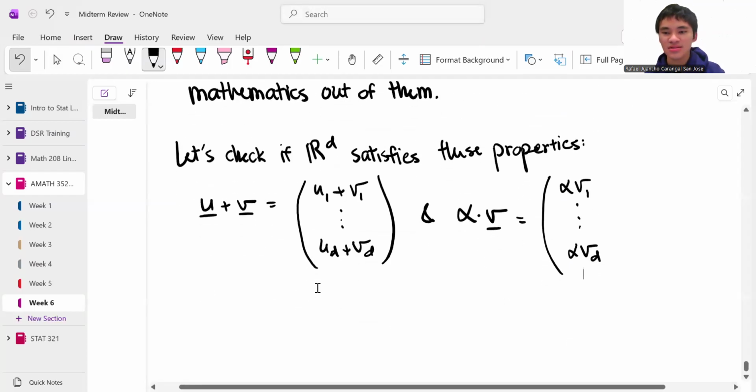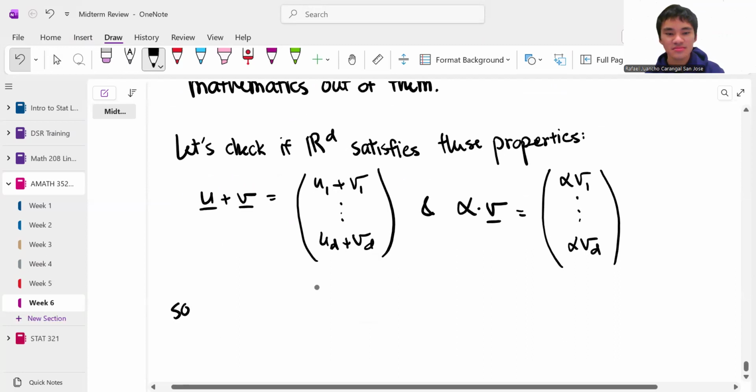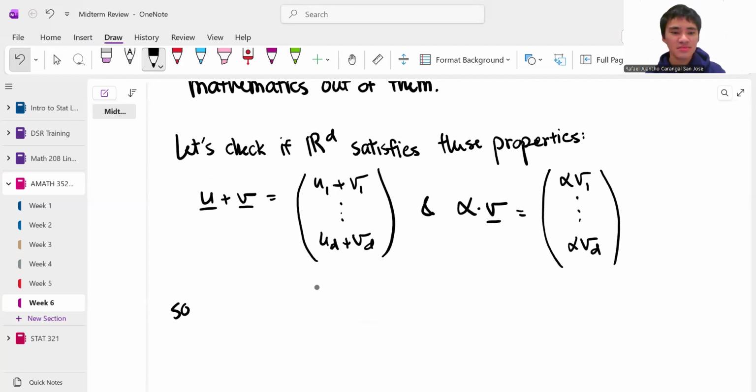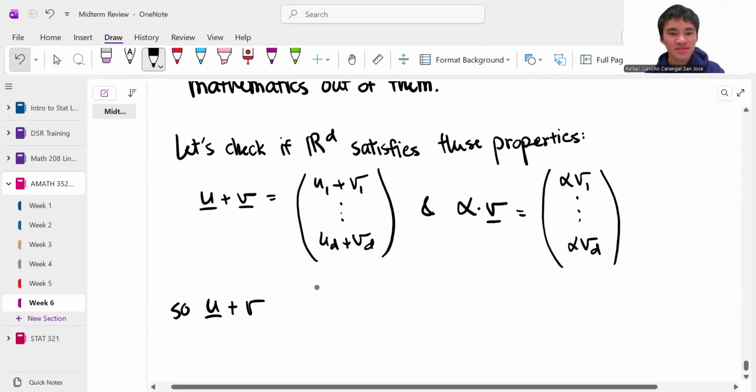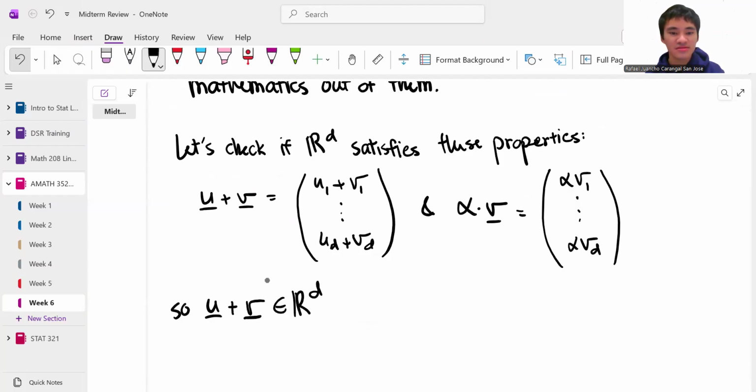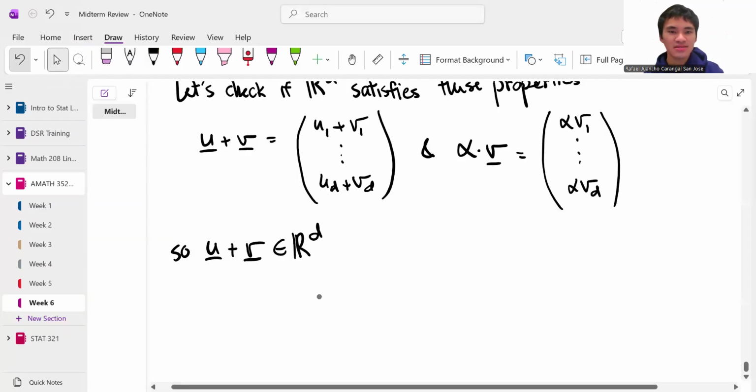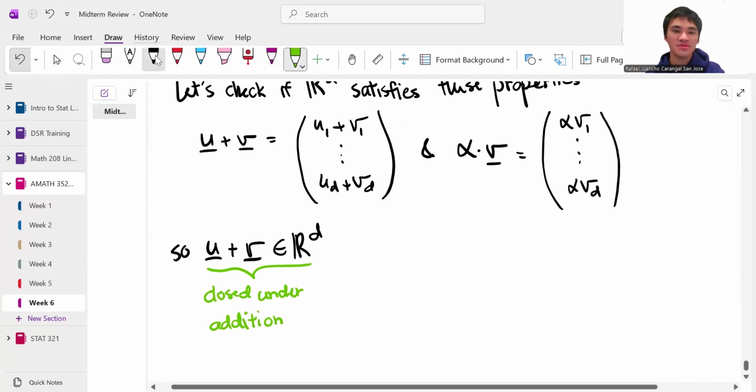So what does this tell us? These two ideas based on the properties. When we add, say, two vectors, this is still in R^d, remember? Because again, we're just adding the components, so we're still going to get the same number of components. And so what does that tell us? This tells us that this is actually closed, or this has to be closed under addition, which is one of the properties we just talked about minutes ago.